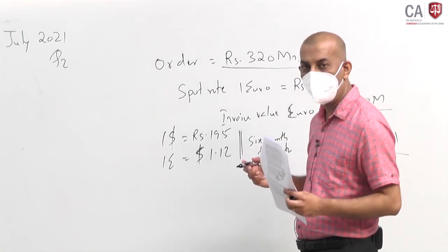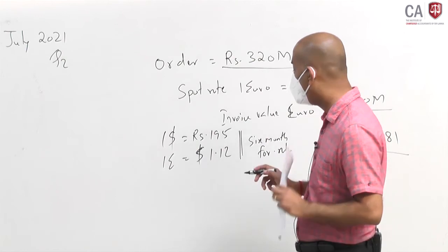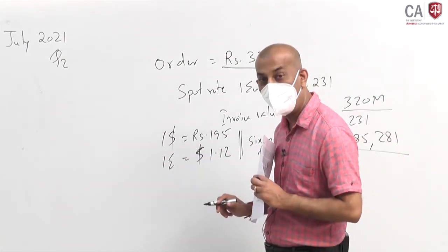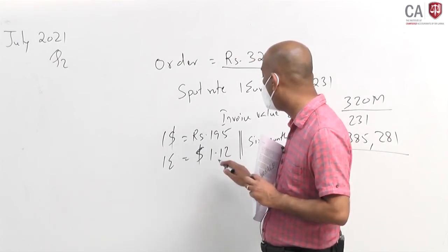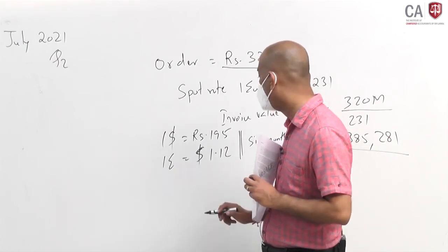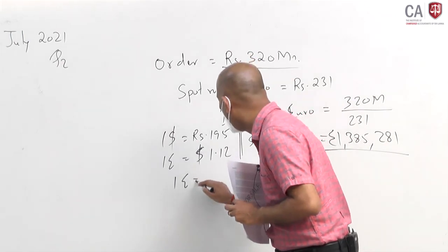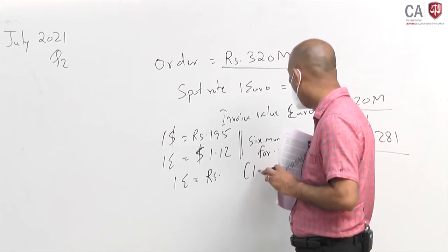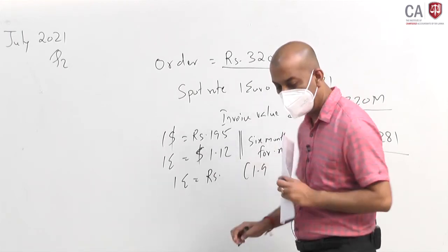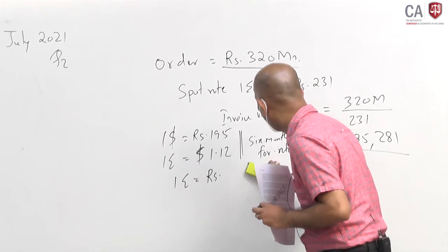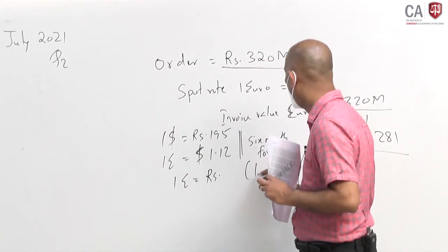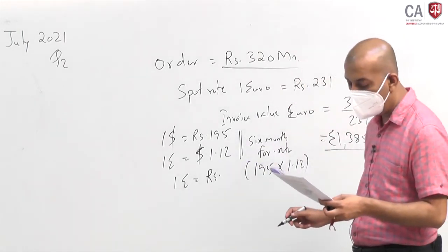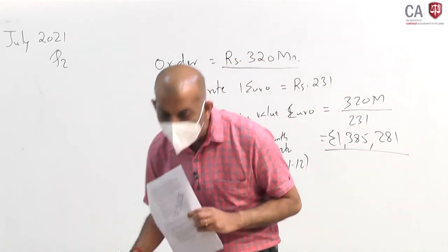Now what is the currency we are talking about? Euro currency. So euro currency to Sri Lankan rupee. $1 is 195 rupees in 6 months' time under the forward exchange contract. 1 euro equals $1.12. So 1 euro equals how many rupees? How do you calculate? 195 into 1.12 equals 218.4.